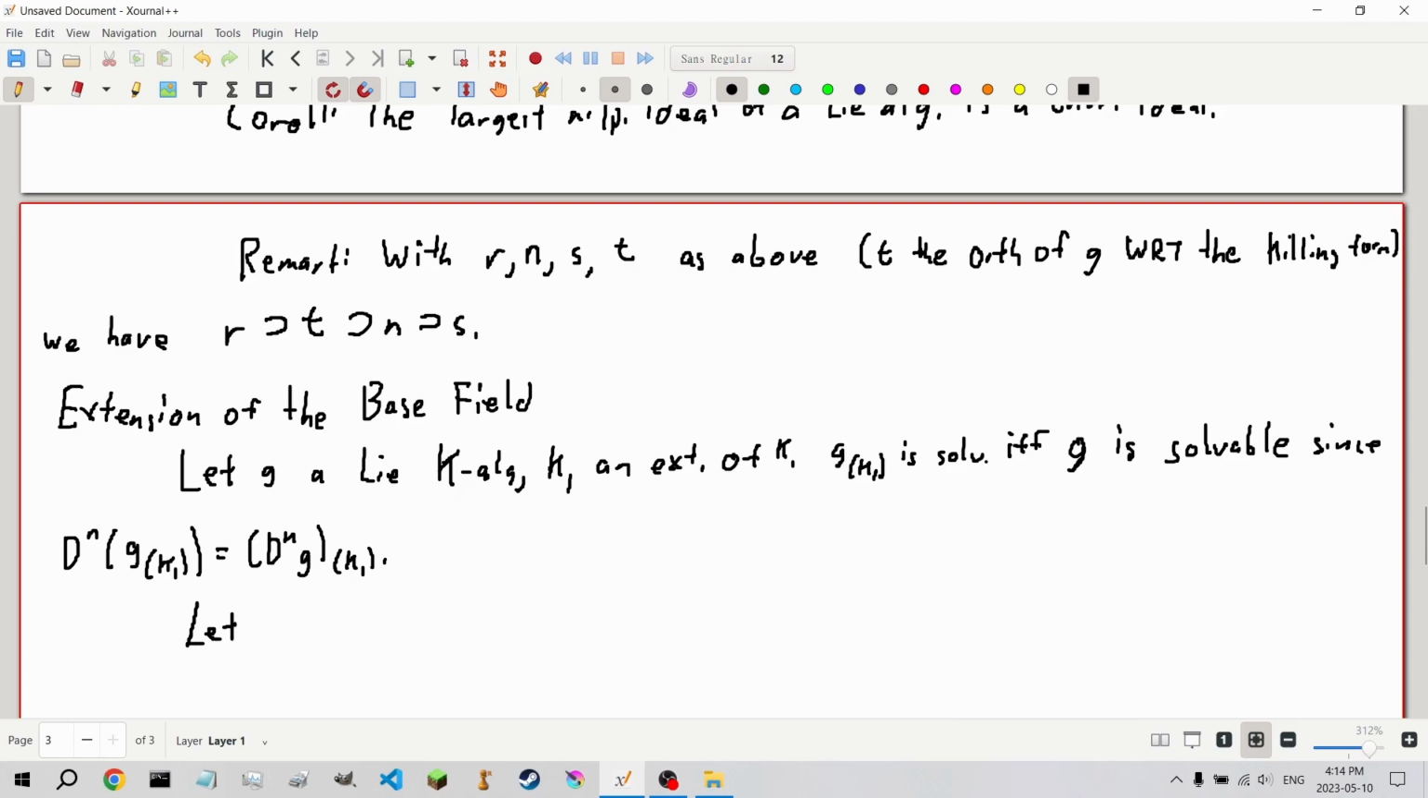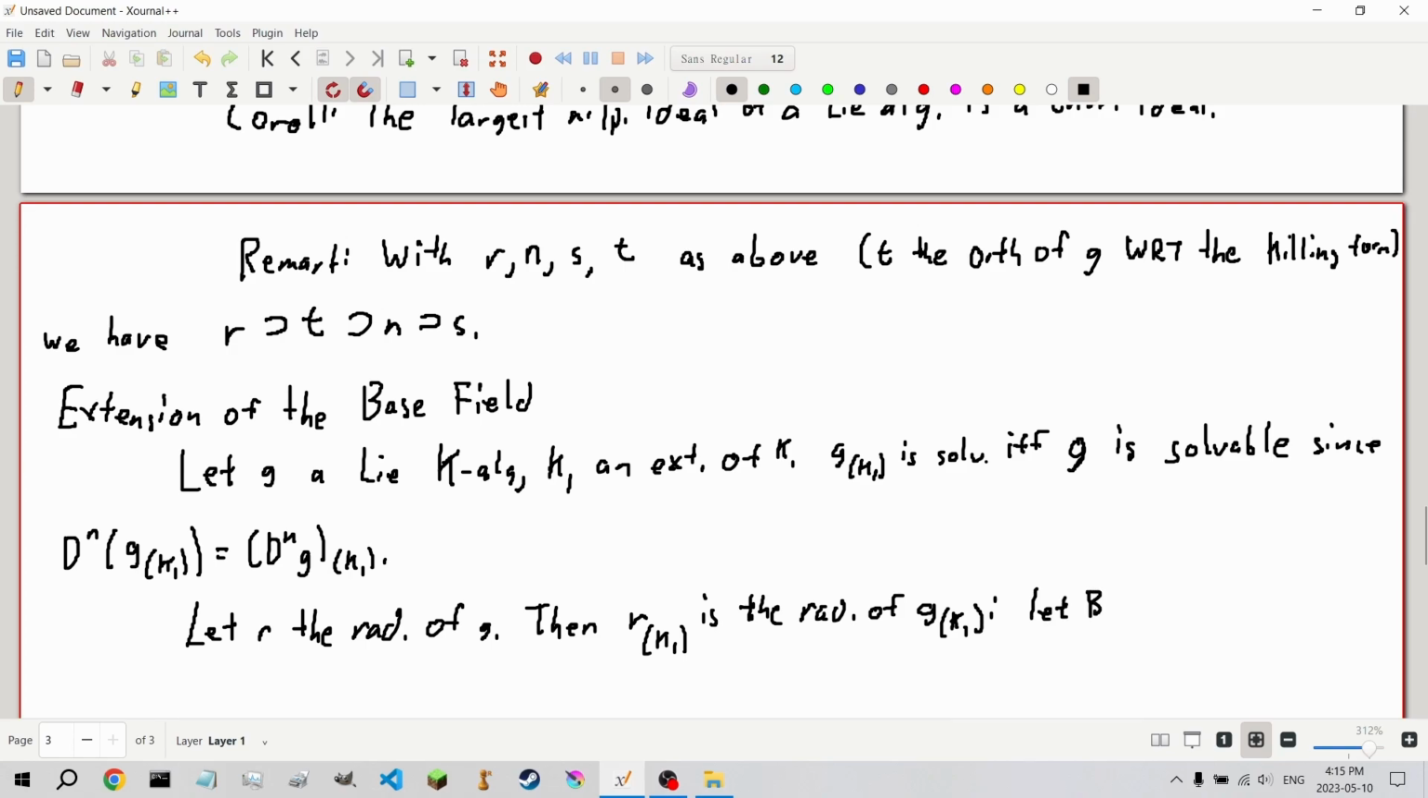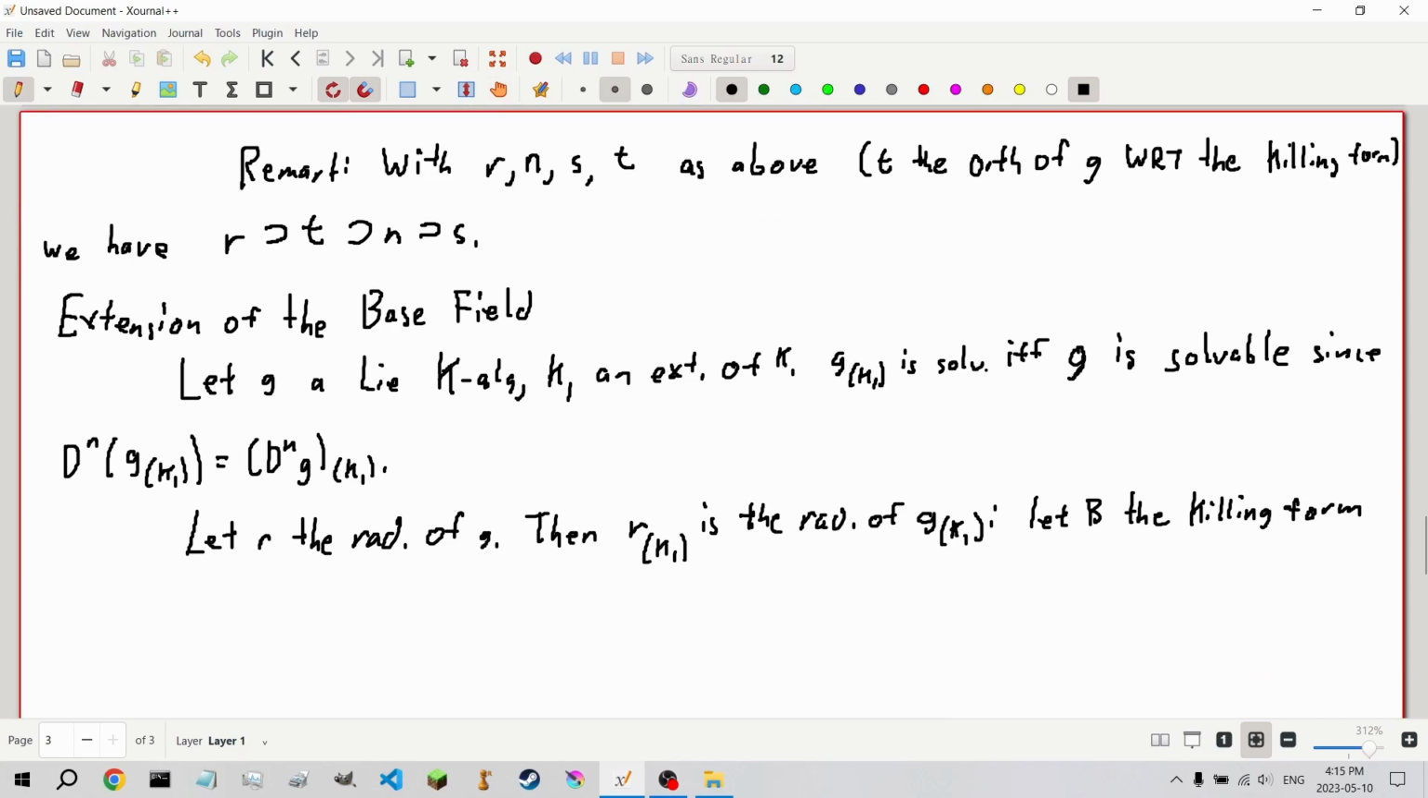So we're going to let R be the radical of G. Then the extension of the radical is the radical of the extension. How do we know this? We're going to let beta be the killing form of G, as R is rather the orthogonal of the derived series of G with respect to the killing form.